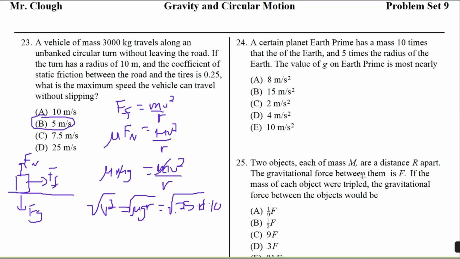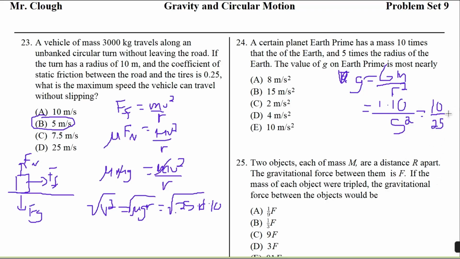24. We have a planet that has a mass 10 times that of the Earth and 5 times the radius of the Earth, and they want to know the value of g on this planet. So just the gravitational force equation. Actually, no, not that one. g equals GM over r squared. G doesn't change. The mass of the planet is 10 times that of the Earth. The radius is 5 times that of the Earth, but being squared. So this ends up being 10 over 25.